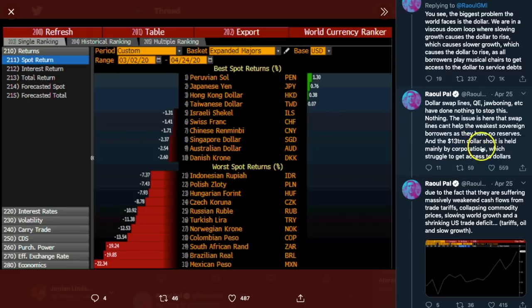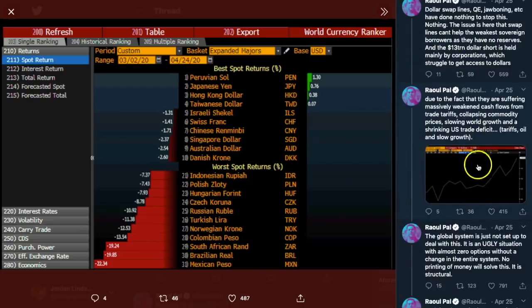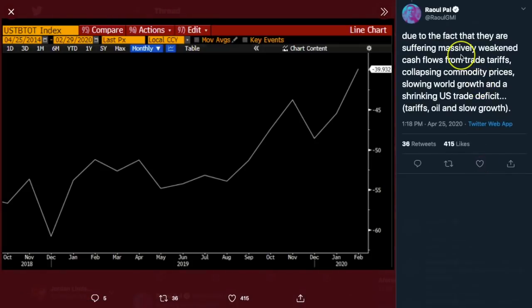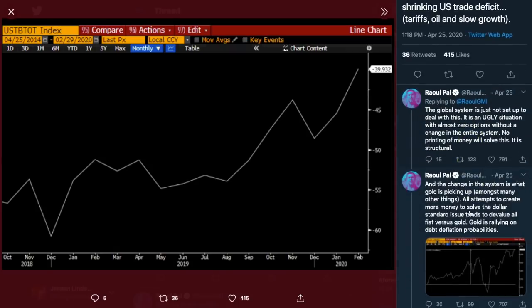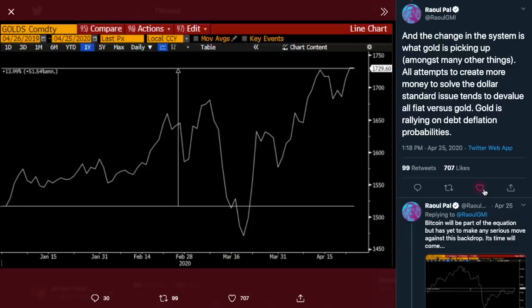The issue here is that swap lines can help the weakest sovereign borrowers as they have no reserves, and the $13 trillion short is held mainly by corporations which struggle to get access to those dollars. Due to the fact that they are suffering massive weakened cash flows, from trade tariffs, collapsing commodity prices, oil, think of it, slowing world growth, and a shrinking U.S. trade deficit, tariffs, oil, and slow growth, the global system is just not set up to deal with this. It's an ugly situation with almost zero options without a change in the entire system. No printing of money will solve this. It is structural.